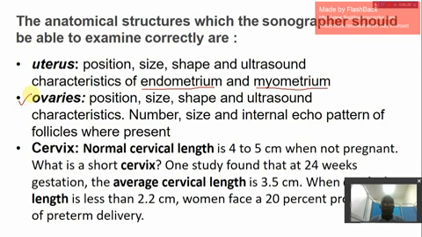Then let's look at the ovary. Look at the ovary, the position of the ovary. Is it a torsion? Is it tossed to the other side? Or are they in the right position, in the right and the left adnexa? The size of it, the shape of it, and the characteristics of the ovaries. You also want to look at the number of follicular cysts in the ovary. Also look at the size of the ovary and the internal echo pattern of follicles where present. So whether they are normal follicles or abnormal follicles.